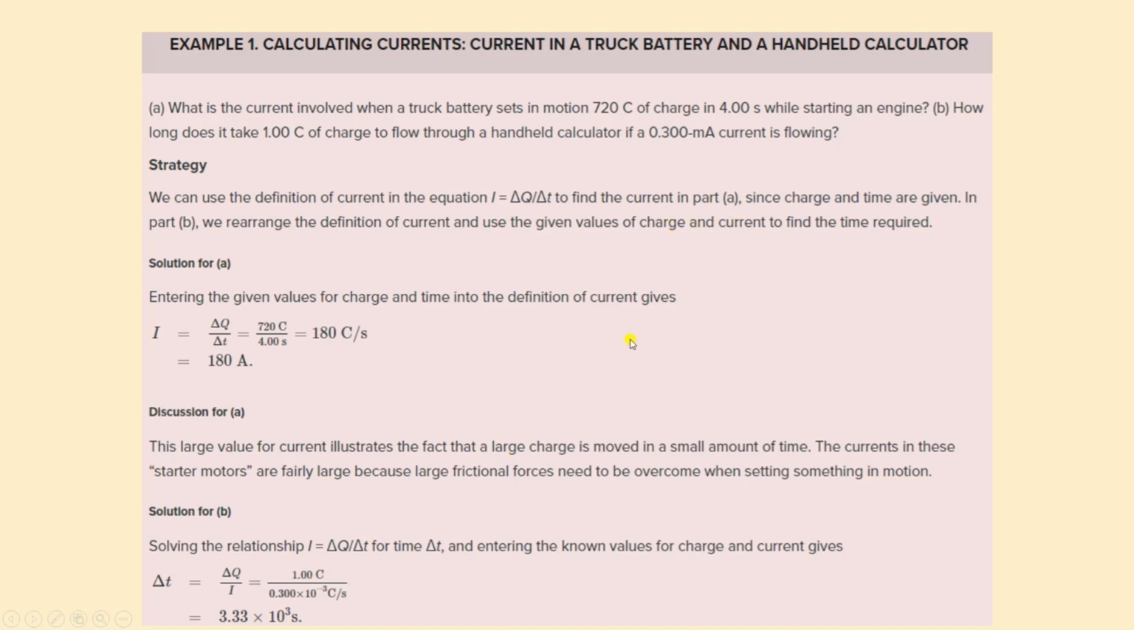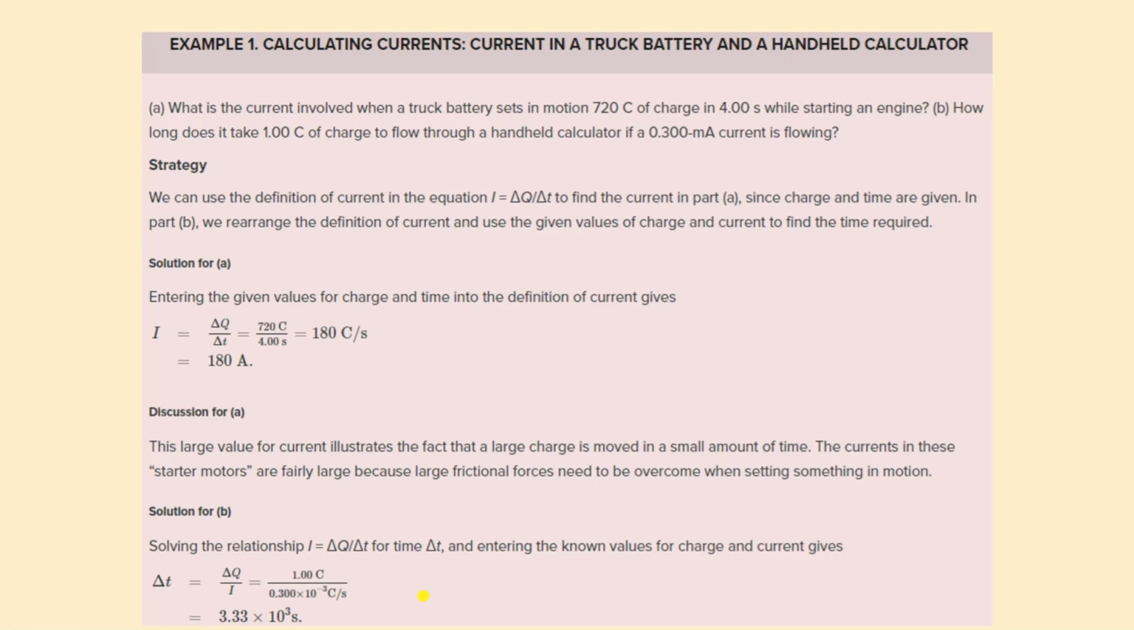And for the second part, we arrange the definition. The definition of current is charge upon time. Then time will be equal to charge upon current. From the question, we have been given the charge, that is 1 coulomb, and the current, that is 0.3 milliampere. Convert it into ampere by multiplying 0.3 by 10 to the power of minus 3. After calculation, the whole thing comes out to be equal to 3.33 into 10 raised to the power 3 seconds.